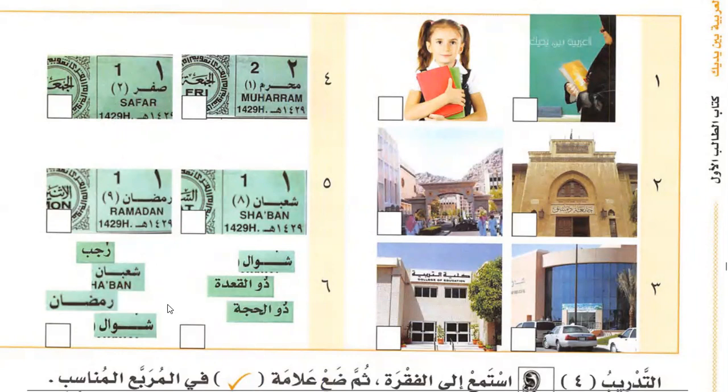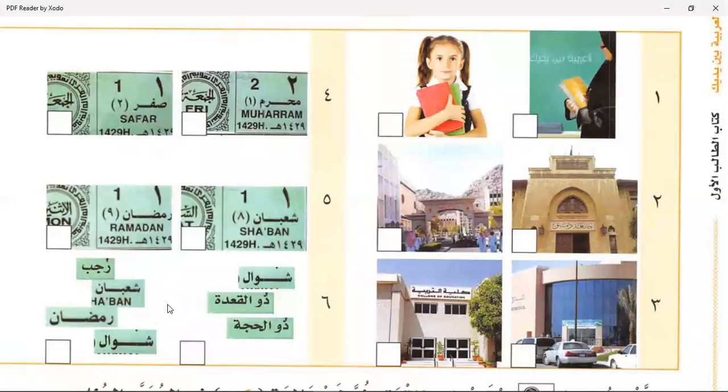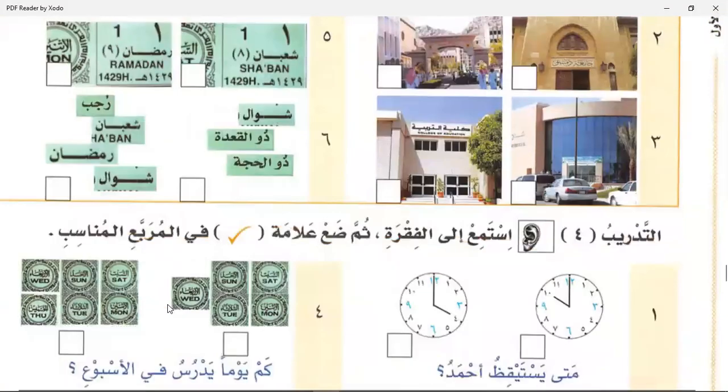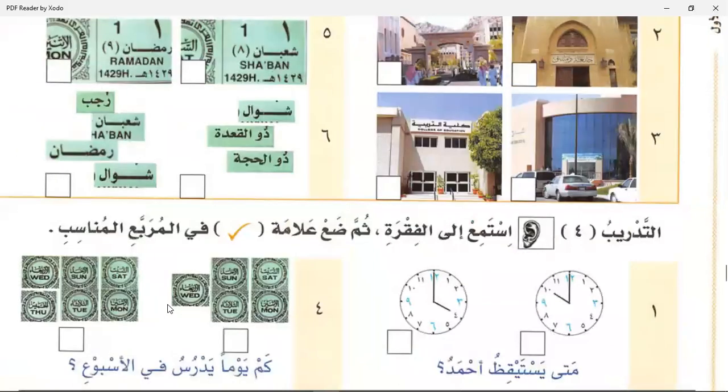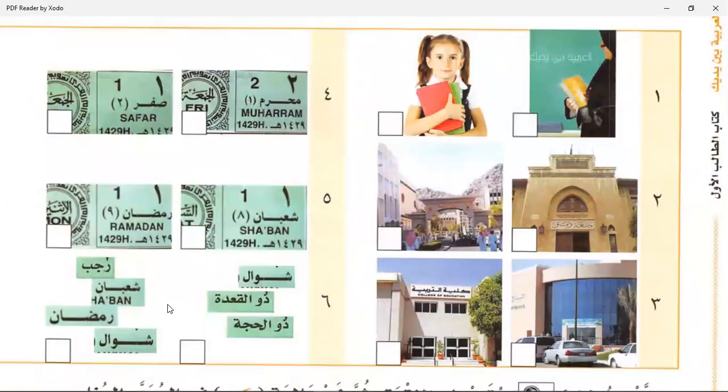Any question? Translate the number 6. Okay. كم شهر العطلة؟ How many months are the holidays? العطلة 3 أشهر. The holidays are 3 months.